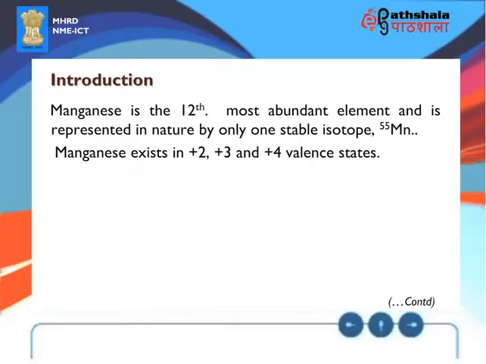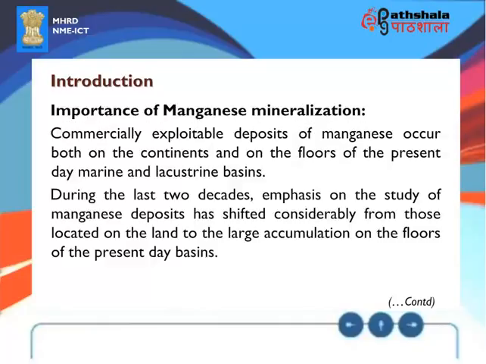Introduction. Manganese is the 12th most abundant element and is represented in nature by only one stable isotope, manganese-55. Manganese exists in +2, +3, and +4 valence states. Importance of manganese mineralization. Commercially exploitable deposits of manganese occur both on the continents and on the floors of the present-day marine and lacustrine basins.